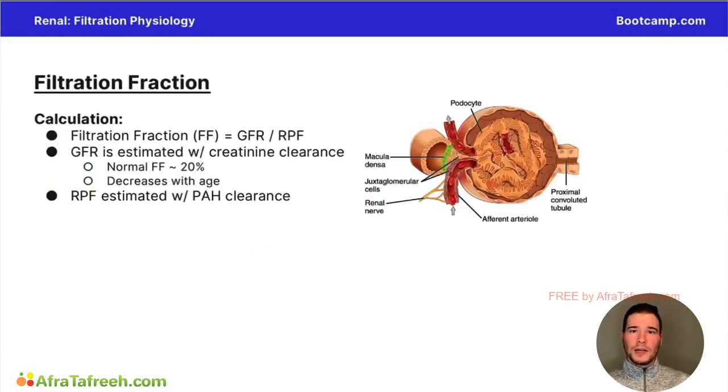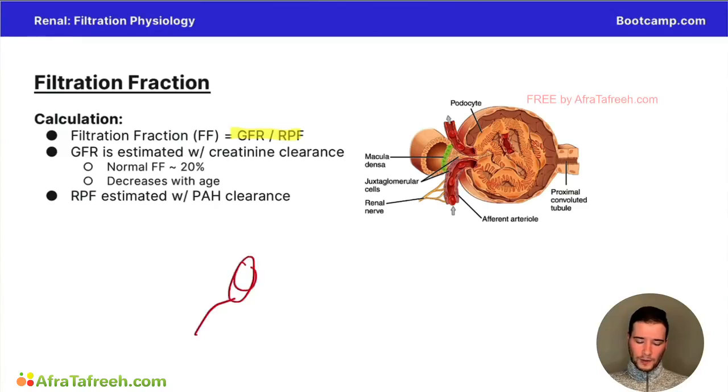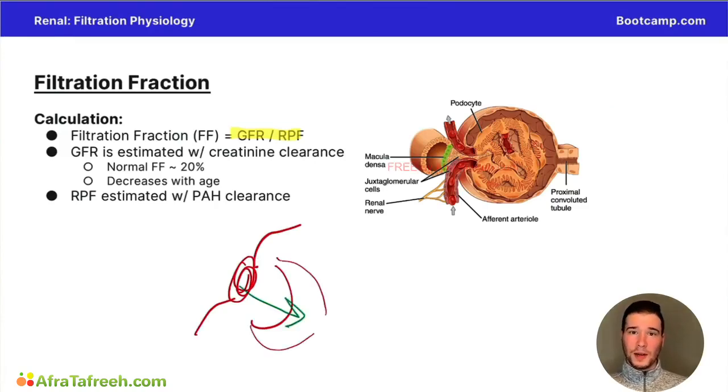Now that we have that sorted out, let's talk about filtration fraction. So filtration fraction is our GFR, our glomerular filtration rate, divided by our renal plasma flow. So our GFR is how much stuff is actually filtered at the glomerulus. So we have blood coming in here. I've drawn this picture lots of times now. And stuff is filtered into the Bowman's capsule right here, but not everything is, right? There's more blood, there's more plasma that goes to the kidney than is actually filtered, and that's our renal plasma flow. Our renal plasma flow is how much plasma actually reaches the kidney per unit time.